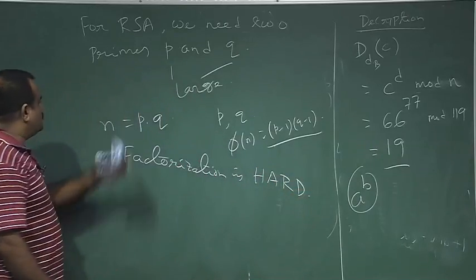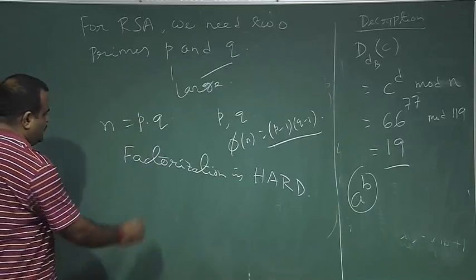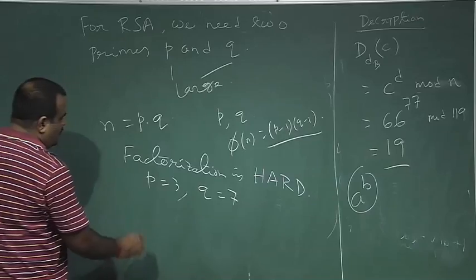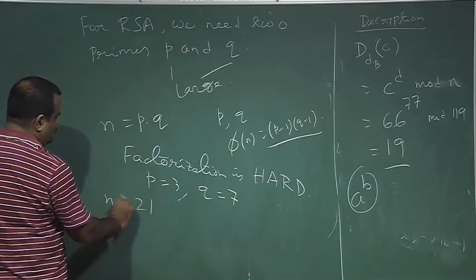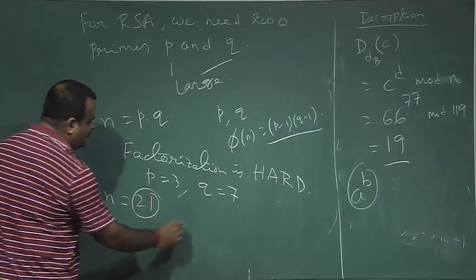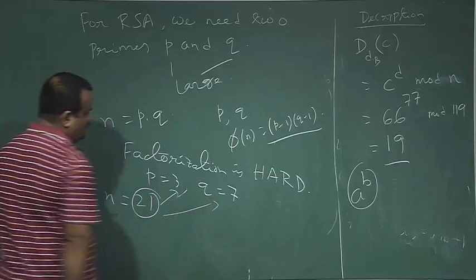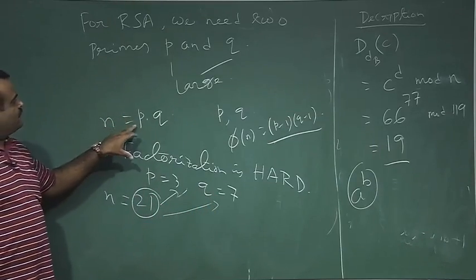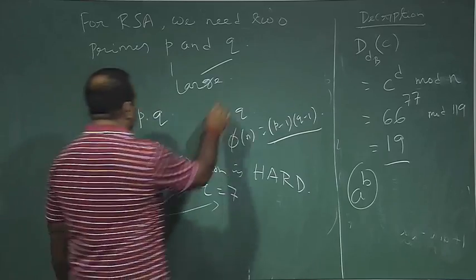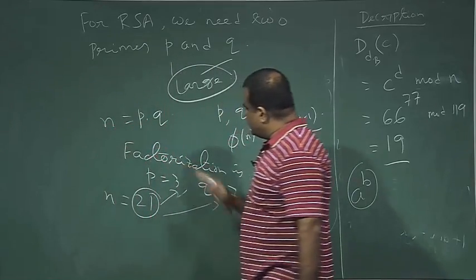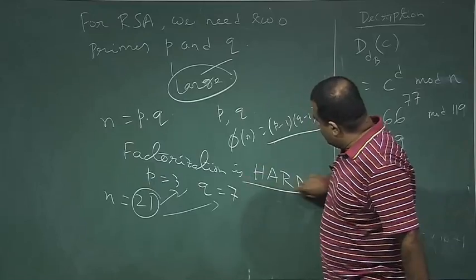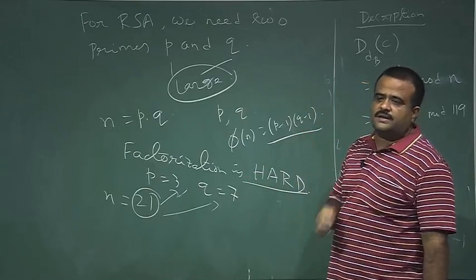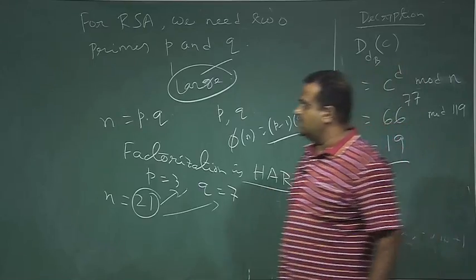If we choose two small primes, say P is equal to 3 and Q is equal to 7, then the product n is 21. By seeing 21, we can guess that P is 3 and Q is 7. That is the reason we need to choose two large primes, large enough so that the factorization problem is hard, difficult.